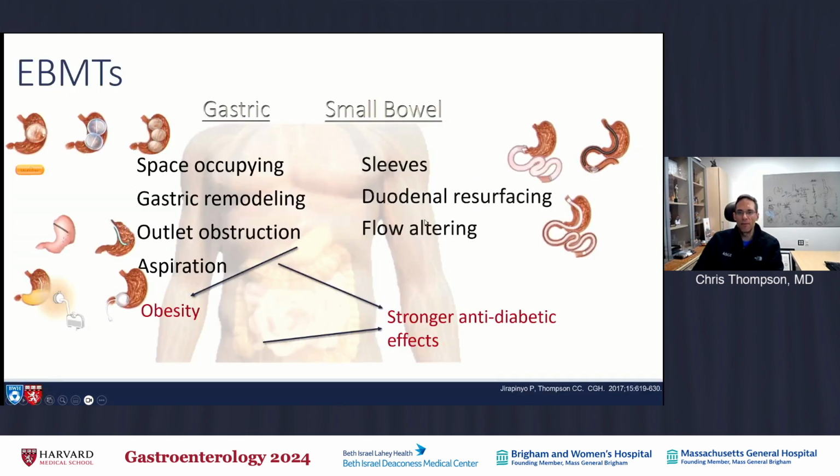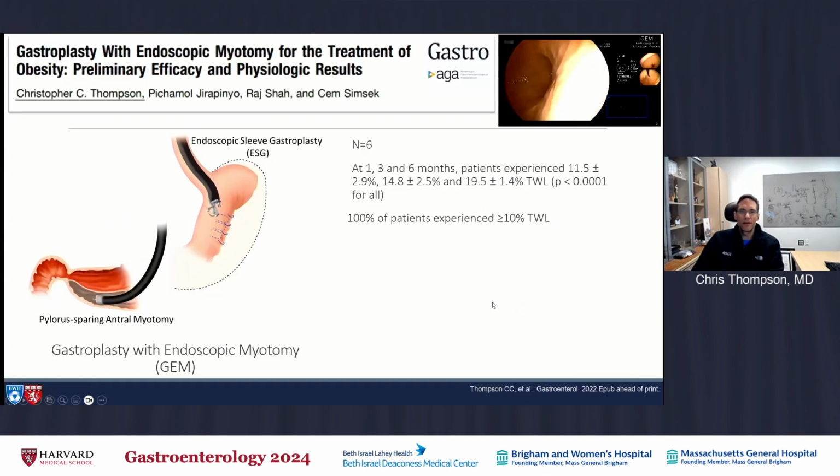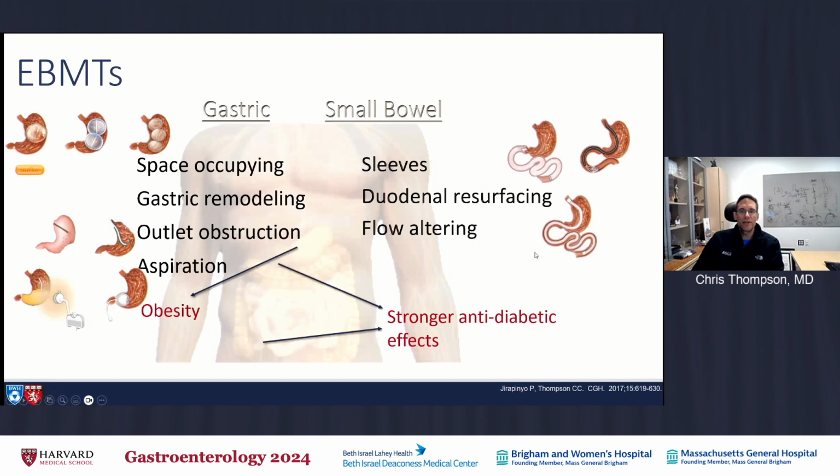So moving on to small bowel devices. So sleeves, duodenal mucosal resurfacing, flow altering. These have, again, stronger diabetic effects. Actually, we're not going to get into these. I'll mention them briefly, but none of these actually are approved by the FDA. So they're all in clinical trials, every single one of them. So this sleeve's in clinical trials, the ablations in clinical trials, et cetera. And they're working on foregut and hindgut mechanisms.